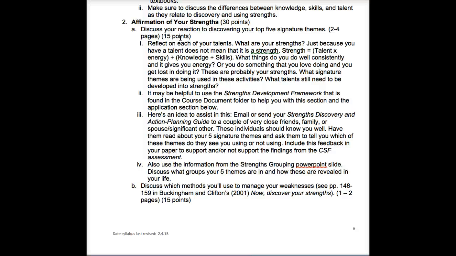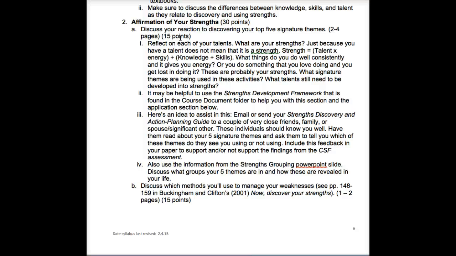So what I want you to do when you write your paper, how do your talents get used in these activities that are your strengths? What talents still need to be developed into strengths over time? As I put in there, it may be helpful to use the strengths development framework that is found in the course documents to help you with this work.